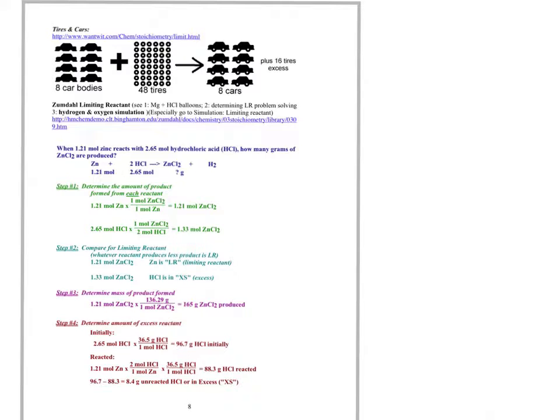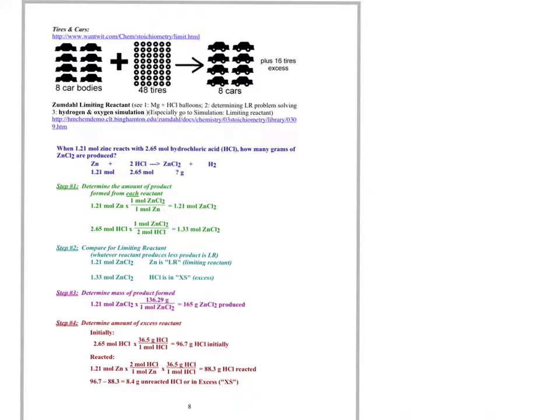And then what it looks like in a chemistry problem is if you're given finite amounts. So here you can see we have the zinc and the 2HCl. They give us amounts of each. So 1.21 moles of zinc, 2.65 moles of HCl. And so we have to figure out which one will run out first.